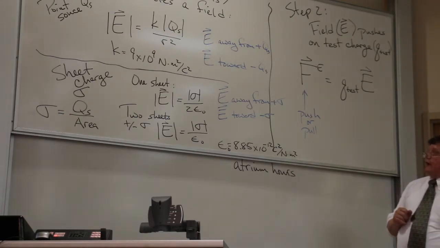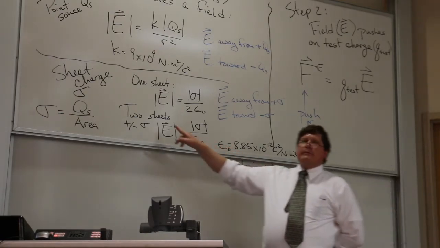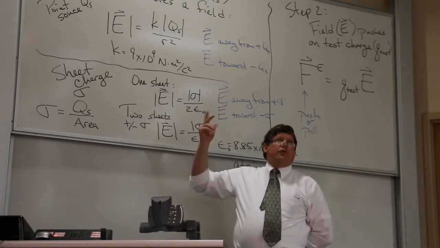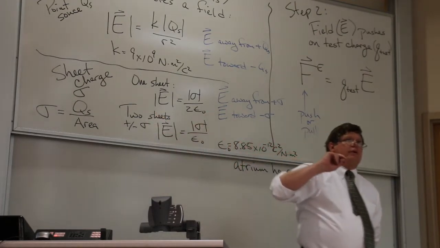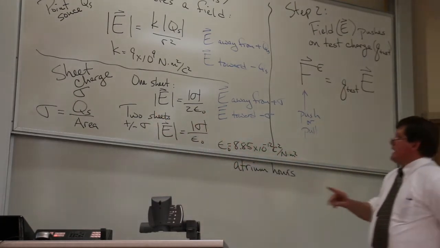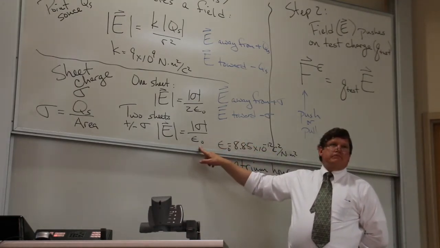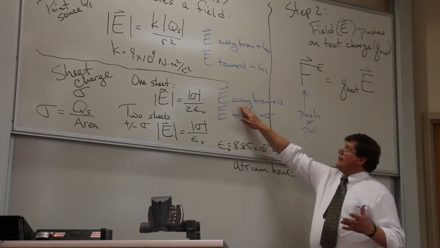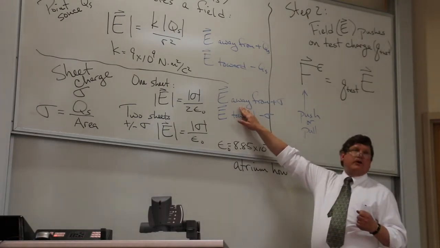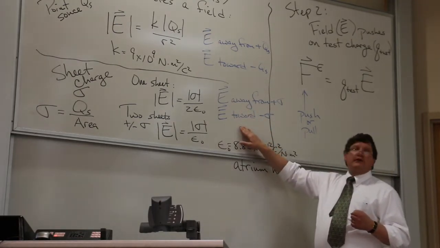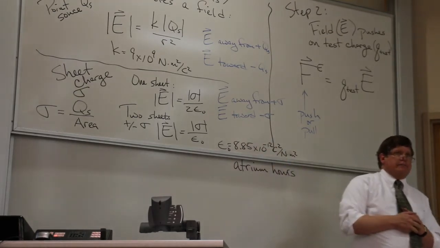of free space. The more common situation is I have two sheets, one positive, one negative, with the same magnitude of sigma. In that case, it's just sigma over 1 epsilon naught. But again, the electric field is away from a positive source, a positive sigma, and towards a negative sigma.